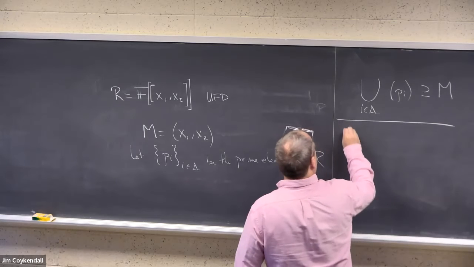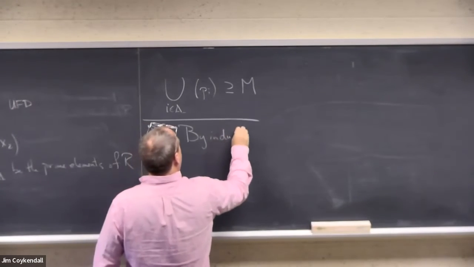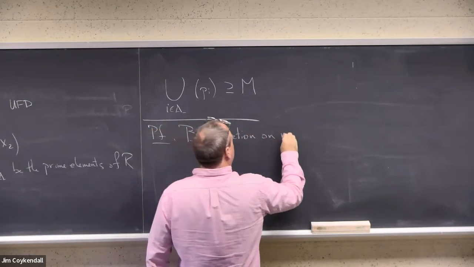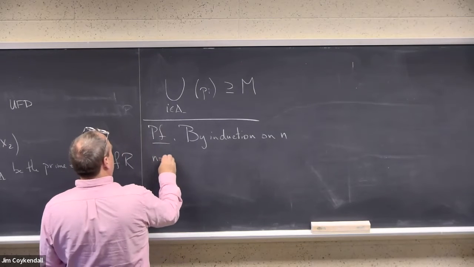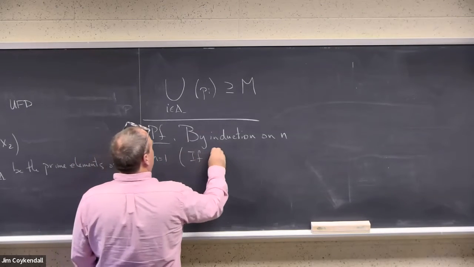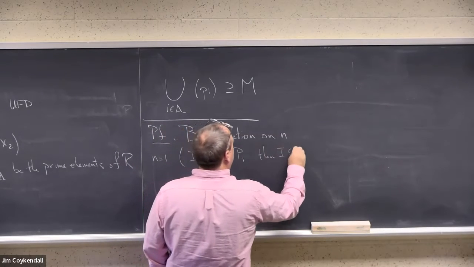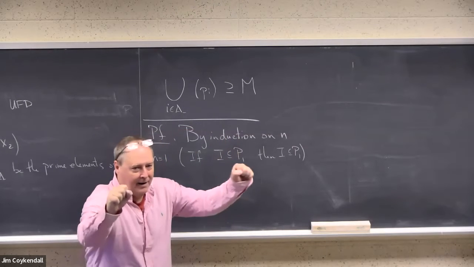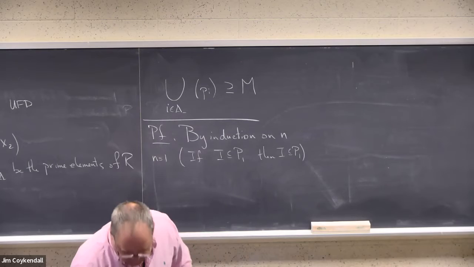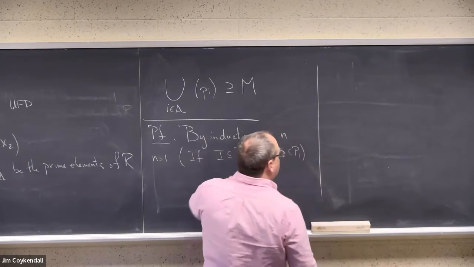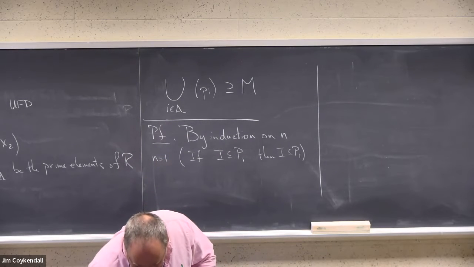We proceed. Let me write down the case n equals 1 since I erased the theorem. If I is contained in P, then I is contained in P1. Okay, so 1 wasn't so bad, was it? Now, I'm going to make an observation for the higher case. So we're going to go beyond 1 here.